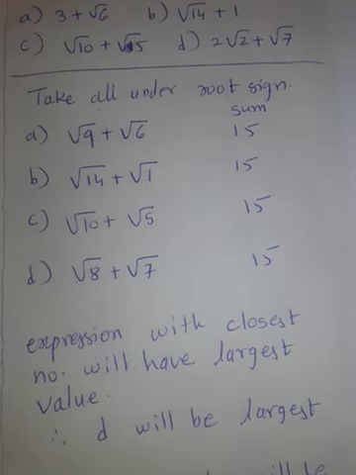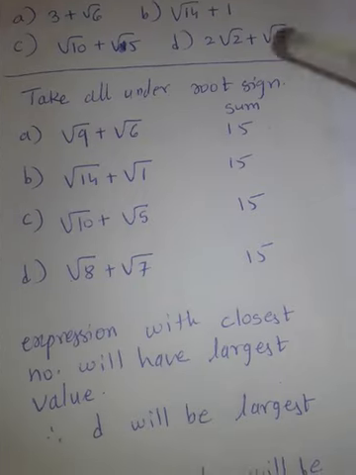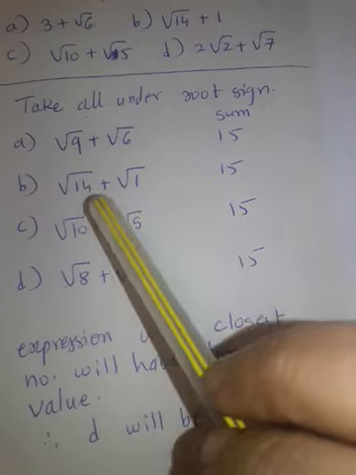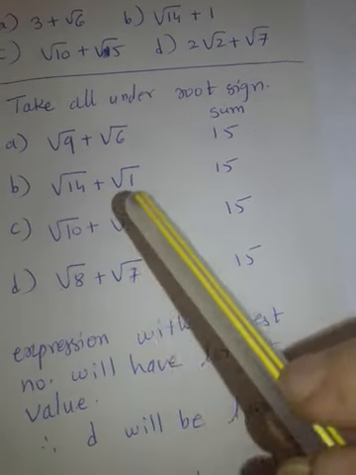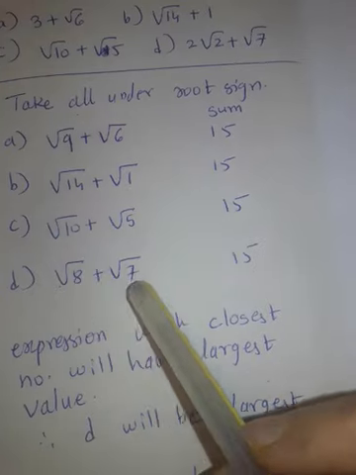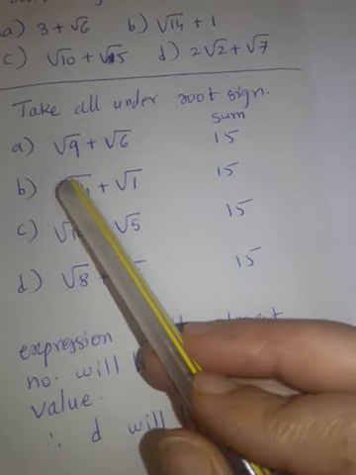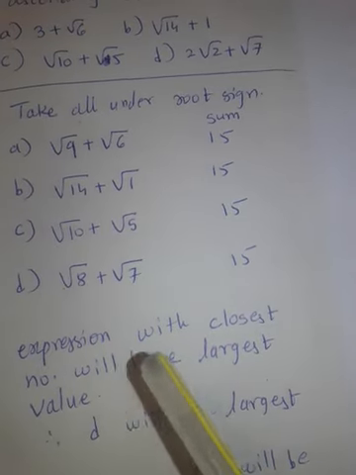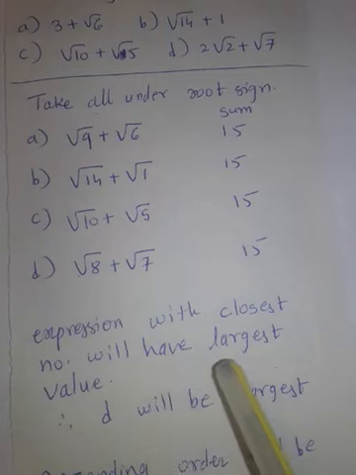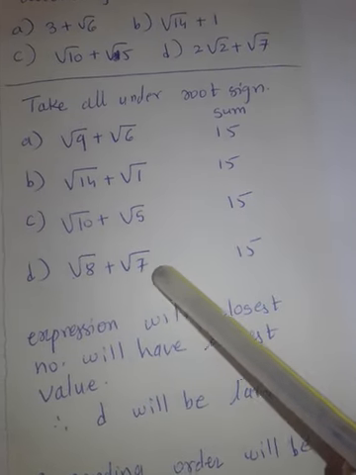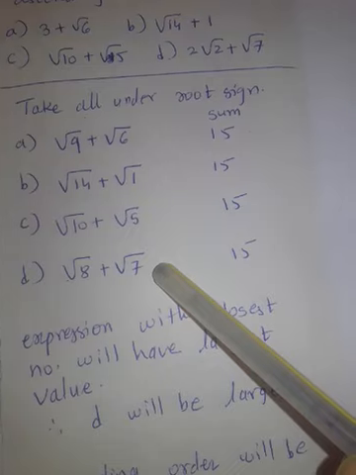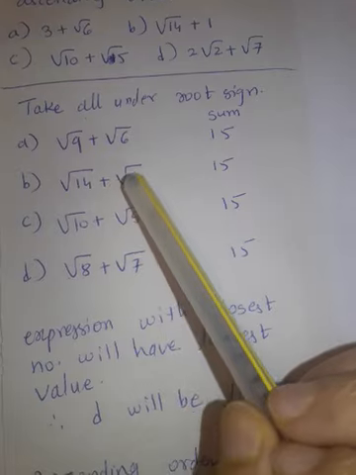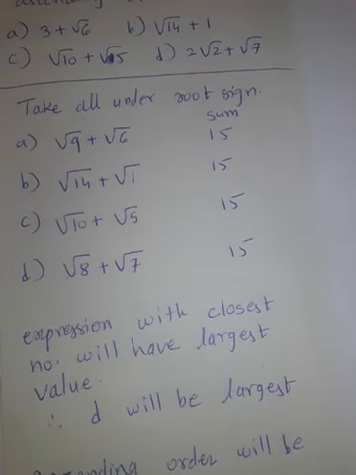Closest number means matlab nazdik nazdik ke number, pass pass wale. Here which number are closest? See, 14 and 1, they are very far away, but 8 and 7, they are very close. Ek dusre ke kareeb hai na, 7 ke baad 8 aata hai, but 1 ke baad 14 aane ko kaafi time hai. That means 7 and 8 are closest. So what they are saying, expression with closest number will have the largest value. So here D will be largest. Getting it? And which one is farthest? Sabse dur dur kon hai? 14 and 1. So this will have the lowest value.